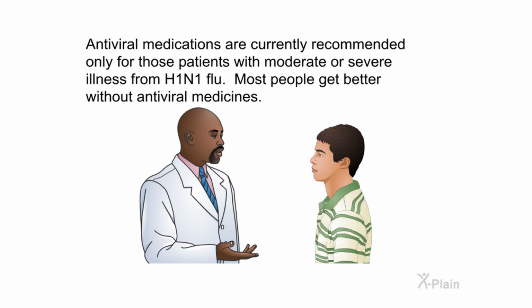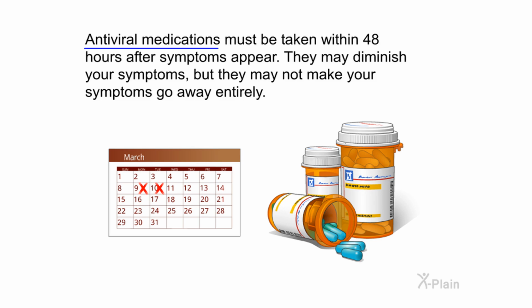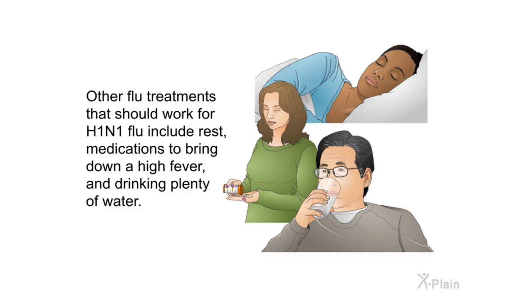Antiviral medications are currently recommended only for those patients with moderate or severe illness from H1N1 flu. Most people get better without antiviral medicines. Antiviral medications must be taken within 48 hours after symptoms appear. They may diminish your symptoms, but they may not make your symptoms go away entirely. Other flu treatments that should work for H1N1 flu include rest, medications to bring down a high fever, and drinking plenty of water.